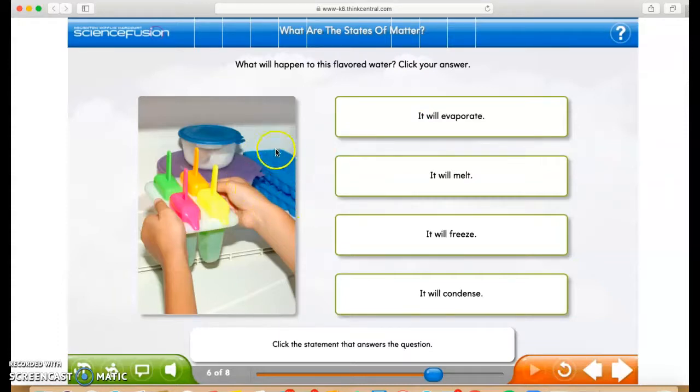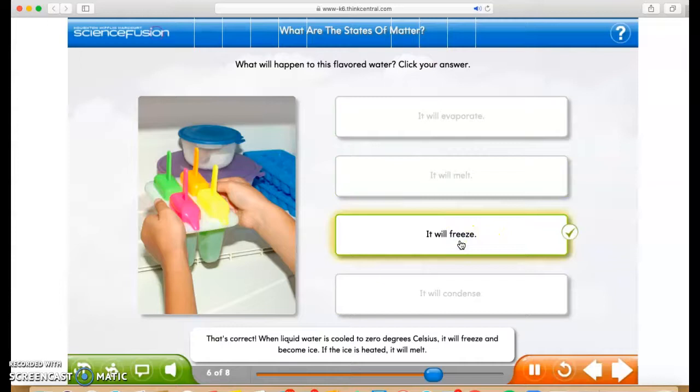Okay, does the freezer make things very, very cold or very, very hot? Yep, very, very cold. So it's flavored water right now. So it's a liquid. It is going to turn into a solid, and that is the process of freezing. That's correct. When liquid water is cooled to 0 degrees Celsius, it will freeze and become ice. If the ice is heated, it will melt.